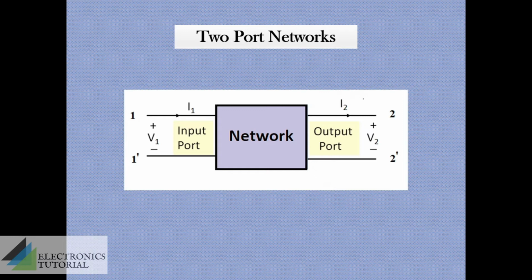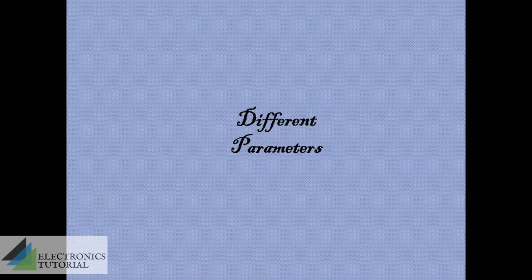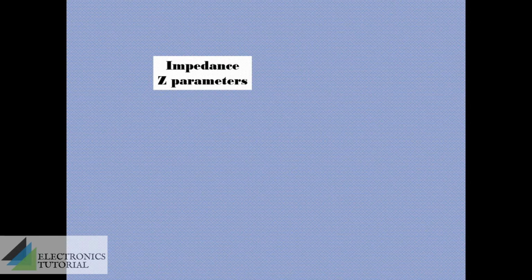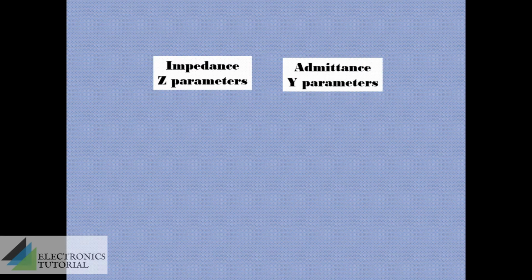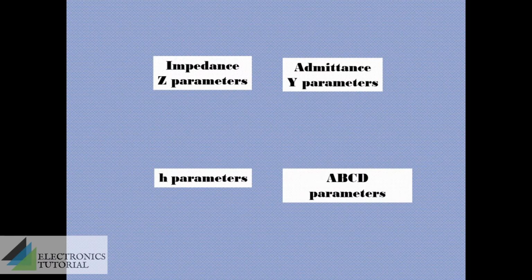Now you are familiar with the two-port networks. The first section is the input port and this will be the output port. With a two-port network, we can define different parameters. We have already gone through the Z parameters, the Y parameters, and the H parameters. Today, we are going to explore some of the features of ABCD parameters.